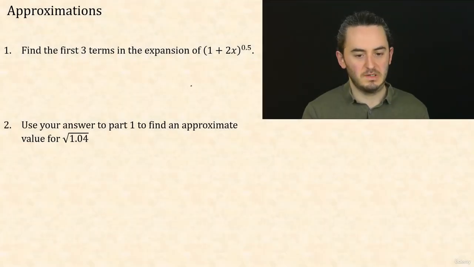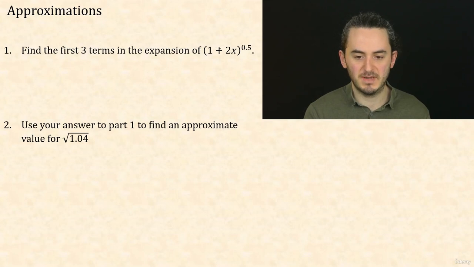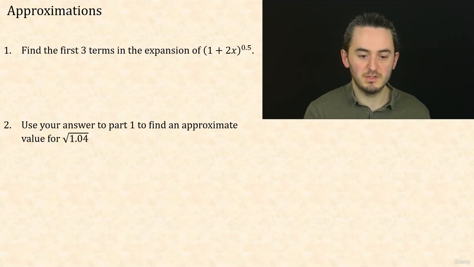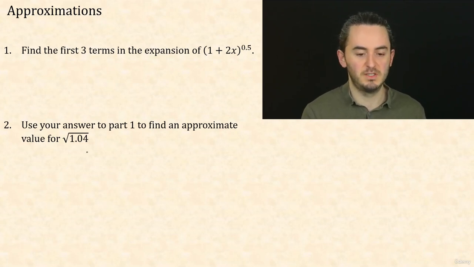All right, so here's a kind of standard question you might see on this. Find the first three terms in the expansion of (1 + 2x) to the power of 0.5. So that's the square root of that. And then part 2 is use your answer to part 1 to find an approximate value for the square root of 1.04. Notice that finding the square root of this number would obviously be trivial on the calculator, but without a calculator it's really quite hard. Like, where do you even start? You just try stuff and hope it works? Well, we've got a method now.